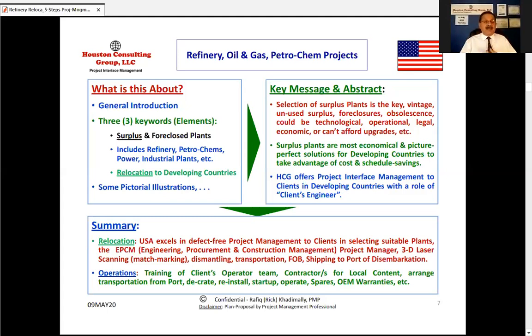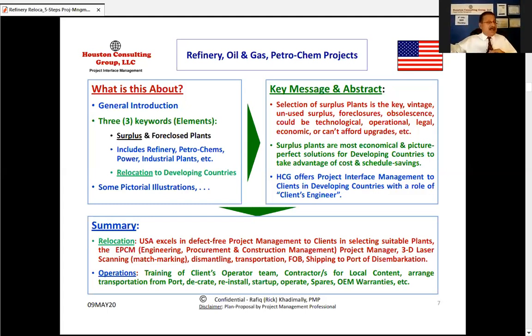Now, the summary: the USA, first of all, excels in defect-free project management, helping clients select suitable plants, the EPCM (engineering, procurement, construction, management) project manager, three-dimensional laser scanning, which is the match marking, okay? Dismantling, transportation, free on board, shipping to the port of disembarkation. And then from there you have to have it moved, and the training of the client's operator team.